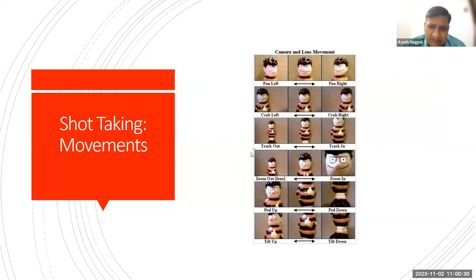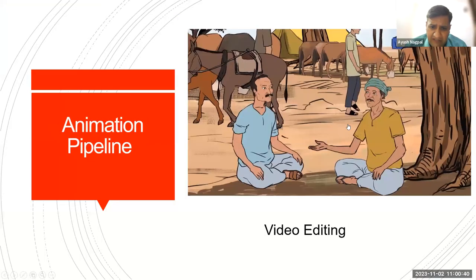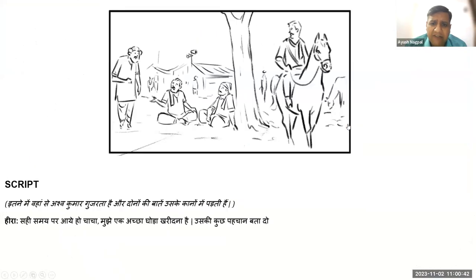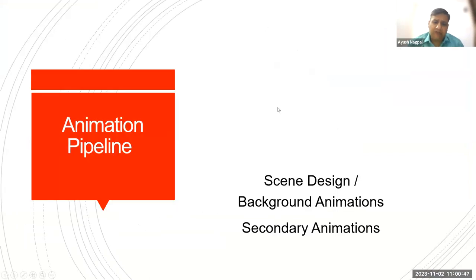So these are the basic camera movements. You can find them on Google. It is better to follow this grammar when you are telling the story. Now, coming back to it, I just went there because I had mentioned these in storyboard. After storyboard, we come to designing the scene, and we add background animations.